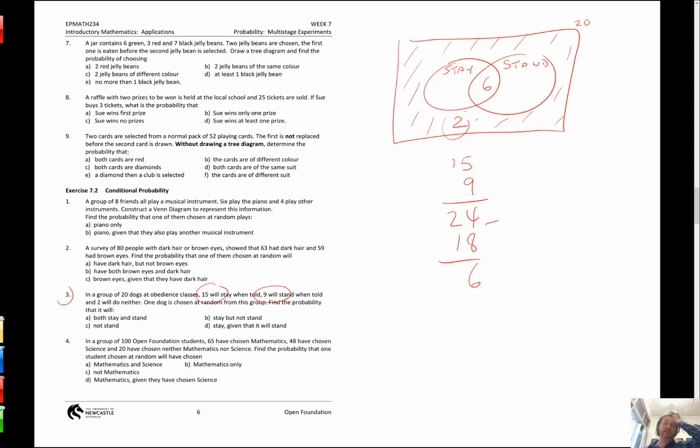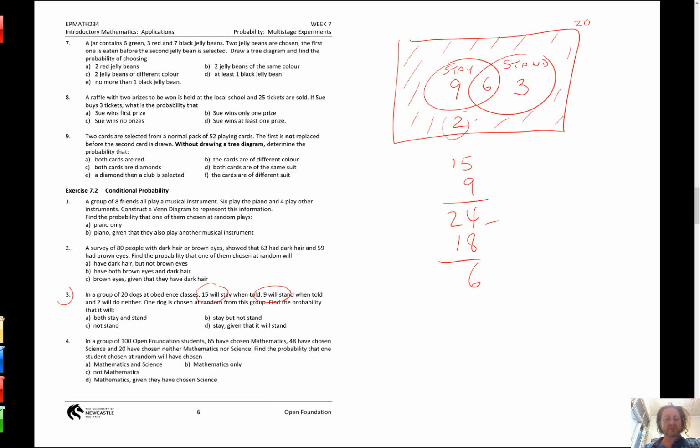Let's complete this and see if it works out. If 15 will stay, 15 minus 6 is 9, so now there's 15 in total in the stay circle. If 9 will stand and there's 6 there, that means put 3 there. So I've got 15 in the stay circle, I've got 9 in the stand circle. 9 plus 6, 15, plus 3, plus 2 is 20. Oh, he's done it. So our Venn diagram is sorted. Really, that was last week's work. But now let's check on the questions.